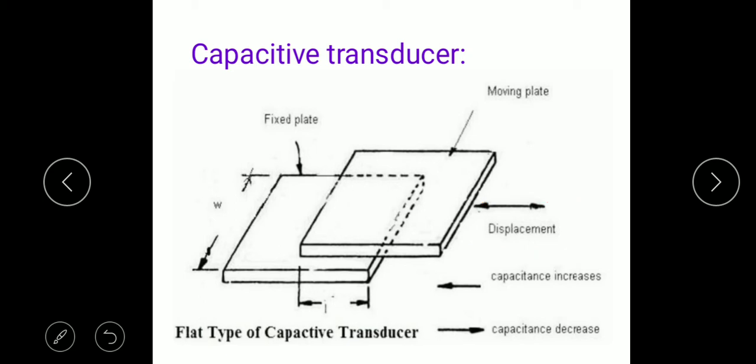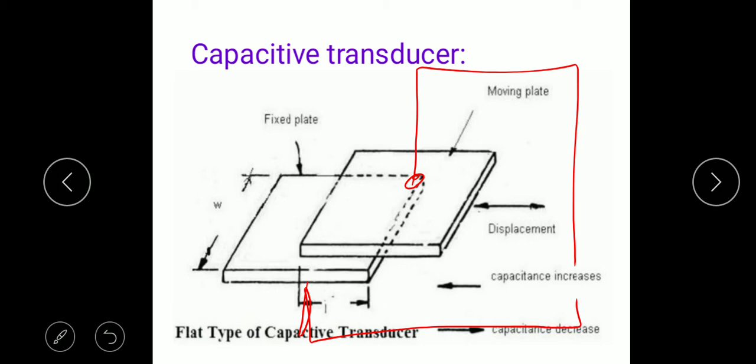These two plates, the moving plate and the fixed plate, are connected into one circuit. So I will show the circuit here. This moving plate is connected to this point and this fixed plate is also connected here, and I will show one battery also. Now this is negative and this will be the positive charge, so the electric field has been given. How it works, I will discuss later.